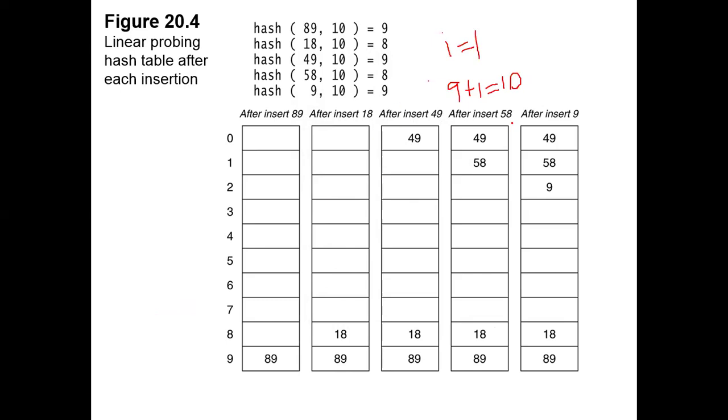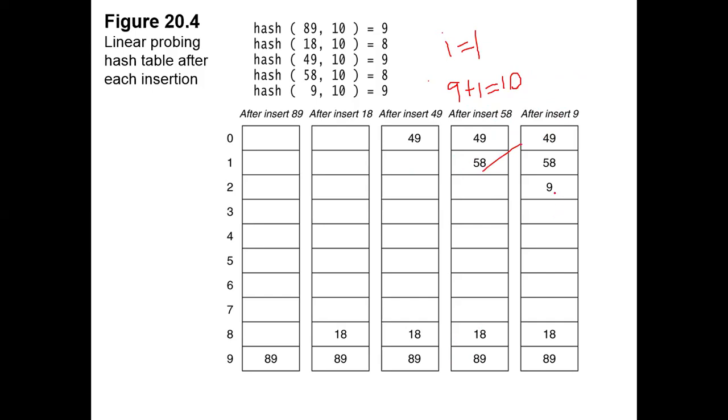Next we go for 58. 58 modulus 10 is 8, and the counter value is 1. 8 already has a collision, so 8 plus 1 is 9. 9 modulus 10 is 9, and 9 already has a collision. Next the counter value is incremented to 2: 8 plus 2 is 10, and 10 modulus 10 is 0. An item is already there, so there is a collision. Next is 11, and 11 modulus 10 is 1. So at location 1, 58 will be added.